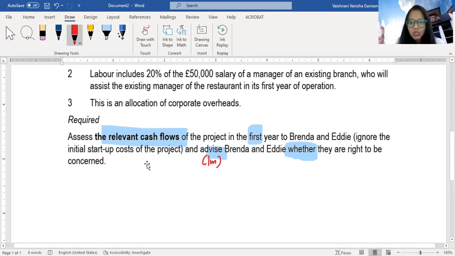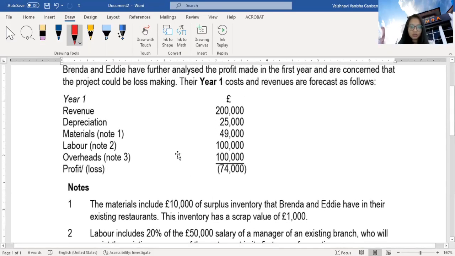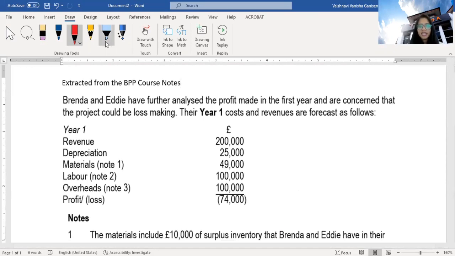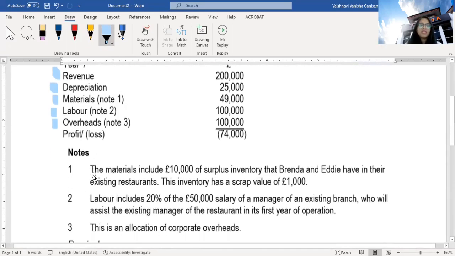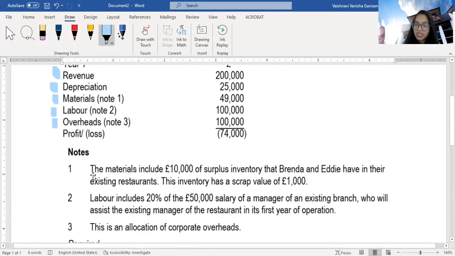All right, now let's go into assessing your cash flows. So Brenda and Eddie have further analyzed profit made in the first year and are concerned that the project would be loss making. So this is their problem. They are worried that their project is going to be loss making. Their year one cost and revenue forecasts are as follows. So he has revenue, depreciation, material, labor, overheads, and after that he calculated his profit and loss. Now, let's read each and every note, and from there we identify whether the cost that has been included in the profit or loss calculation is relevant or not.